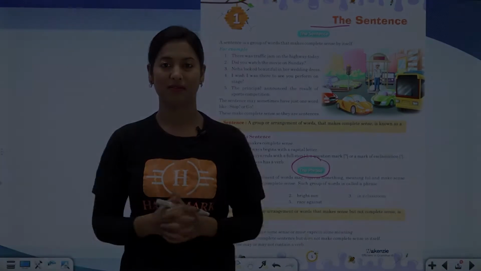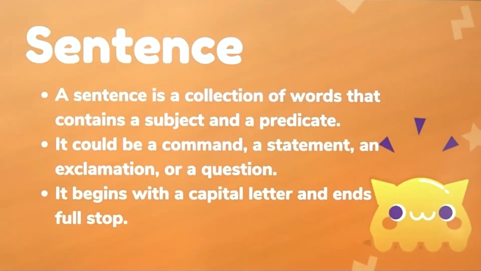So students, as we all know, a sentence is a collection of words that contains a subject and a predicate. It could be a command, a statement, an exclamation or a question, and it begins with a capital letter and ends with an exclamation mark or full stop or a question mark. All these are punctuation marks that end a sentence. Now we'll see what is a subject and what is a predicate that makes a complete sentence.